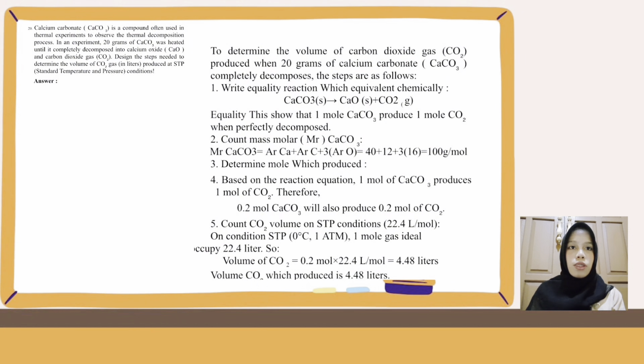3. Determine the moles. Based on the reaction equation, 1 mole of CaCO3 produces 1 mole of CO2. Therefore, 0.2 moles CaCO3 will also produce 0.2 mole of CO2. Then count the CO2 volume at STP condition, 22.4, at 0 degrees Celsius and 1 atm. 1 mole of ideal gas occupies 22.4 liters.